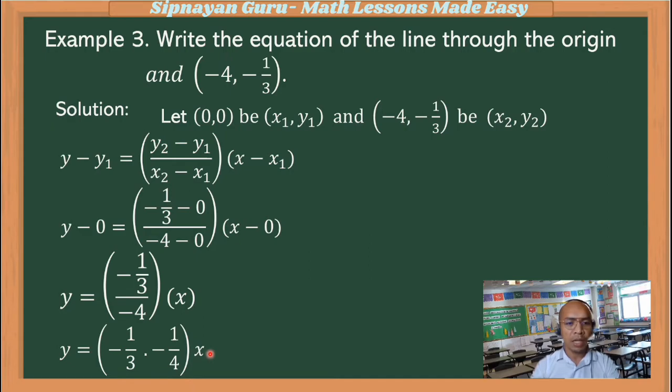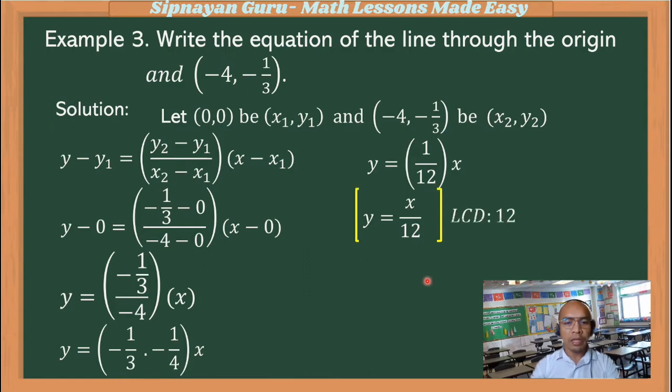We just copy x. To multiply fractions, just multiply numerator and numerator, denominator and denominator. So negative 1 times negative 1 would be positive 1. 3 times 4 would be 12. So we just copy x. So further simplification, this would be y equals x over 12.